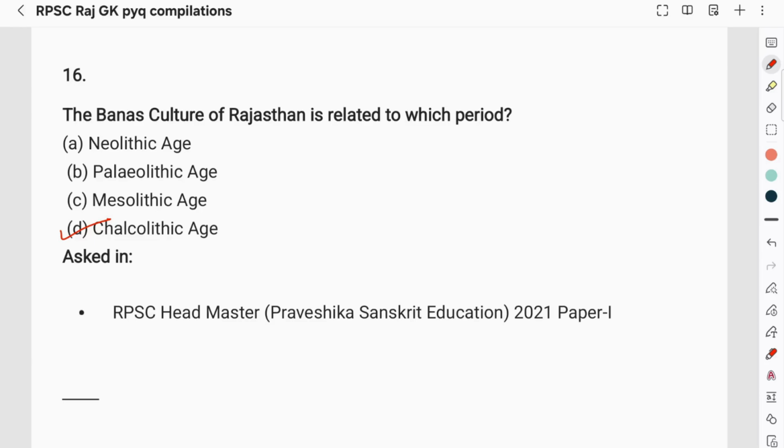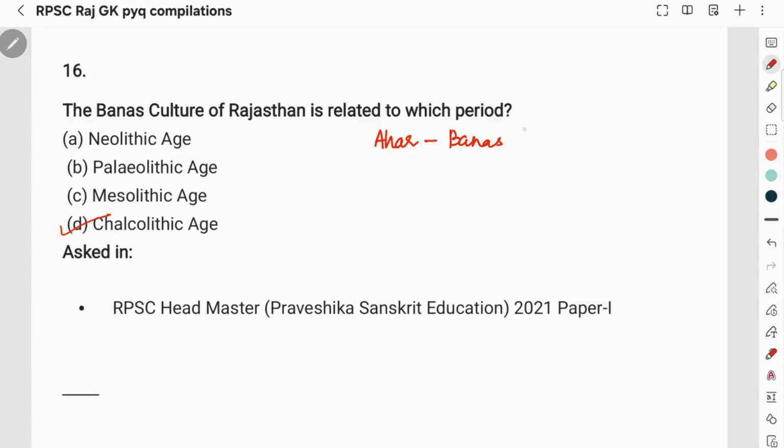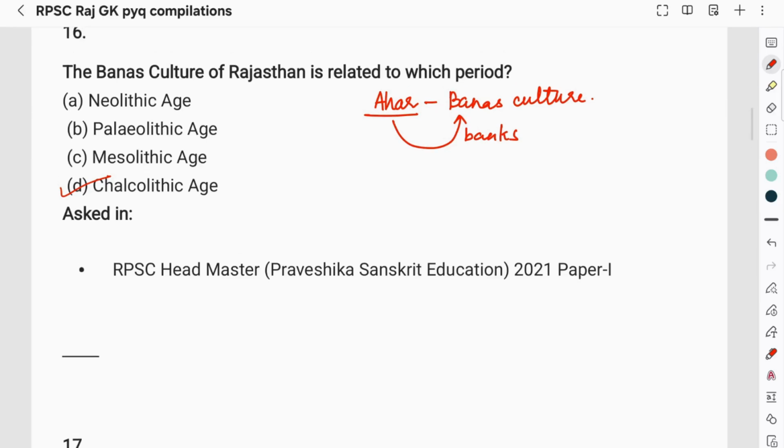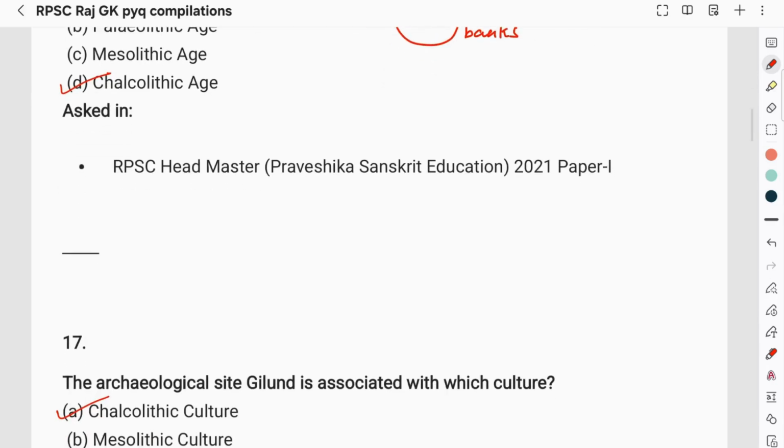Now the next question in the series: the Banas culture of Rajasthan is related to? It's again a very simple question, because while reading we also discuss it as Ahad Banas culture, because Ahad is the place situated on the banks of river Banas. So again it will be a revision for you all, because Ahad continuously repeats in different examinations, and I hope it will have greater significance in the prelims as well as in the mains, because if you are making notes of this, they will help in the mains examination also, because in 2 marker and 5 marker questions, RPSC generally asks these types of questions only.